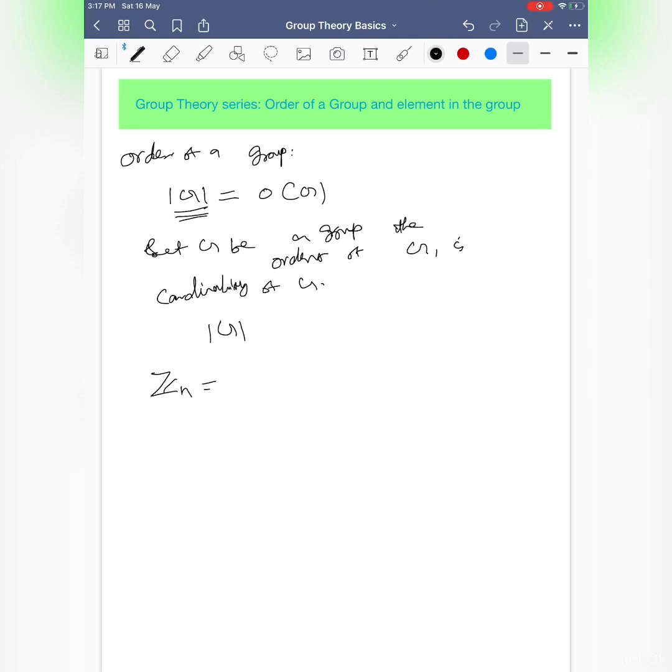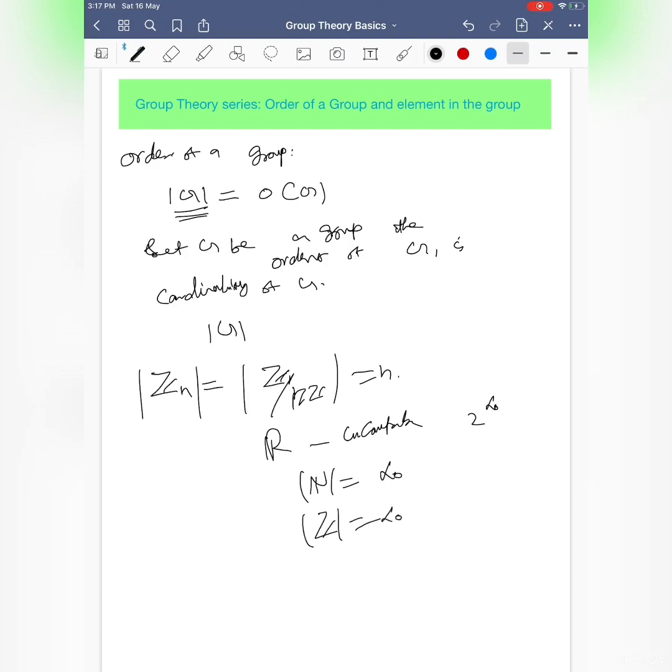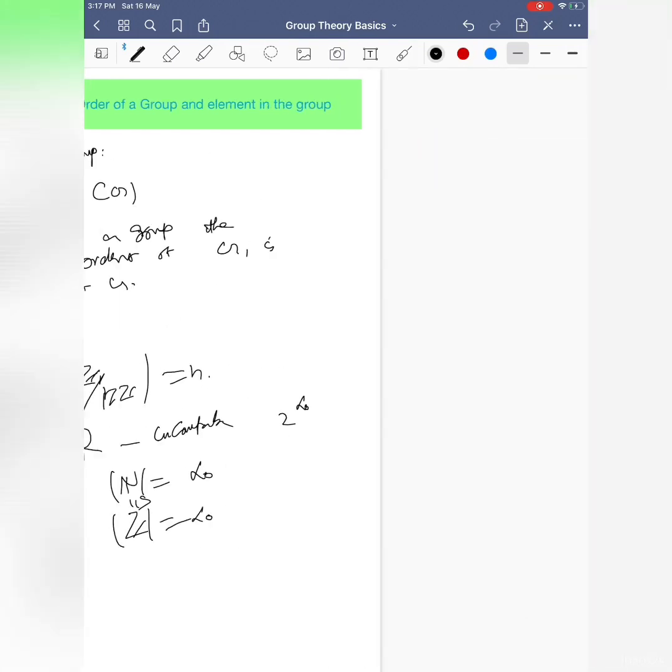For example, Zn, that is nothing but Z quotient by nZ. From number theory or some other point of view you can understand the cardinality of this is n, and the real numbers' cardinality is uncountable. People put 2 power aleph naught. N's cardinality people put aleph naught. This is countably infinite. Z's cardinality is also aleph naught because this is set-theoretically bijective. Okay, so this is the order of a group.